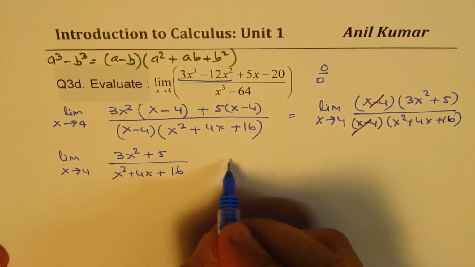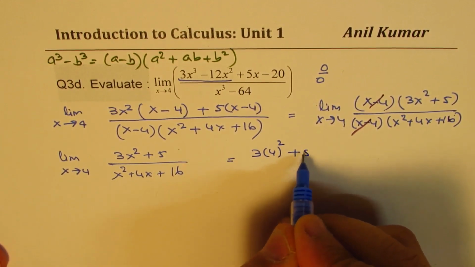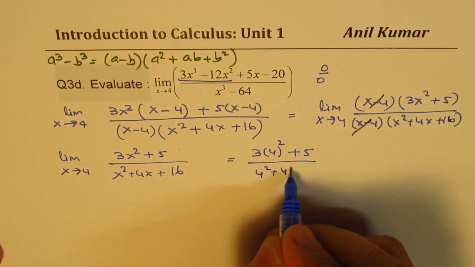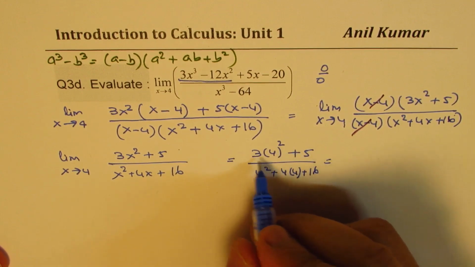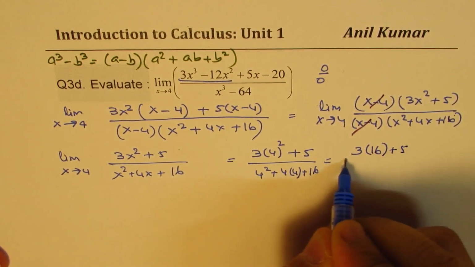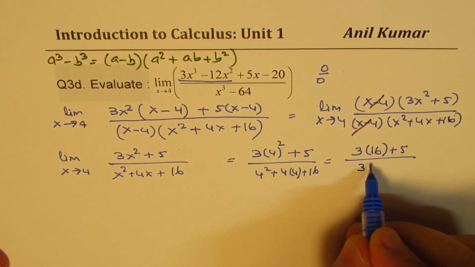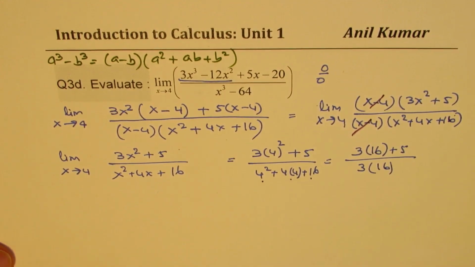So when you substitute 4 here, what do you get? 3 times 4 squared plus 5 over 4 squared plus 4 times 4 plus 16, right? So this is 16, 3 times 16 plus 5. You can do this math. And we get 3 of these 16s, right? So 3 times 16. This is also 16, 16 and 16, correct? So that's what you get.